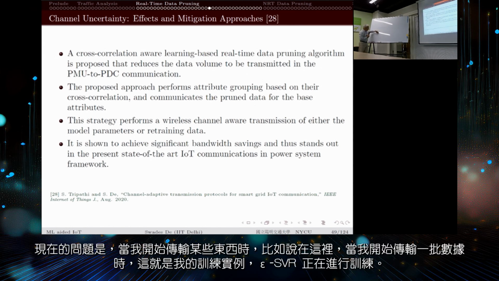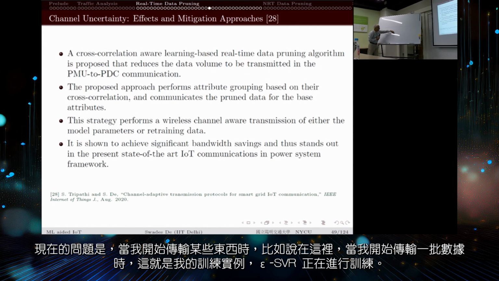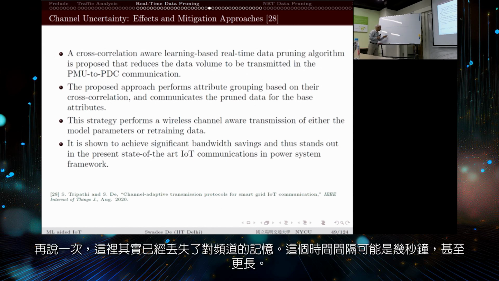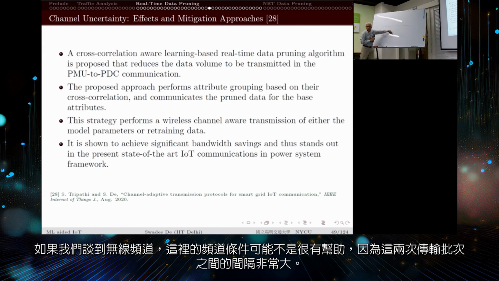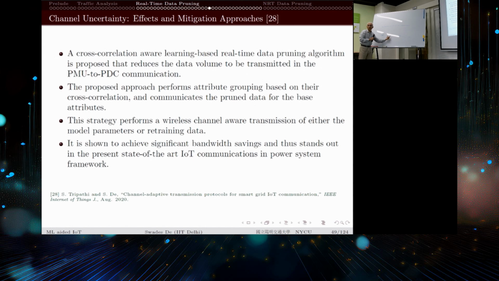when I have started transmitting a batch of data, this is my training instance, the SVM is being trained again. It has actually lost the memory of the channel. This could be on the order of a few seconds or maybe even larger actually. So if I talk about a wireless channel, what was the channel condition here is not possibly very helpful, because this gap between these two transmission instance batches is very large actually.